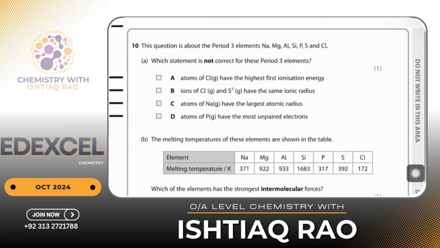This question is about the period 3 elements: sodium, magnesium, aluminium, silicon, phosphorus, sulfur, and chlorine. Which statement is not correct for these period 3 elements? Atoms of chlorine have the highest first ionization energy. You know, across the period, ionization energy increases due to the decrease in size, and down the group, ionization energy decreases due to increase in size. You need to know this one, okay?